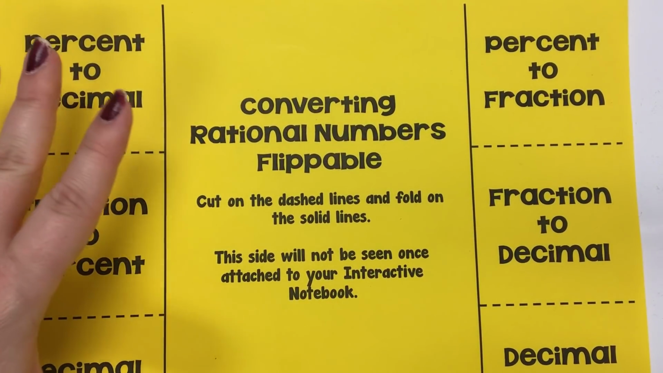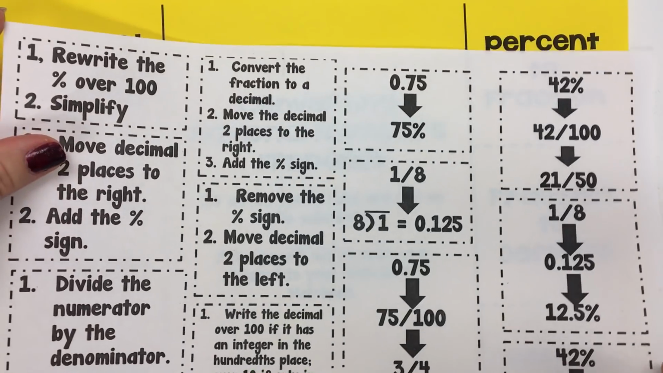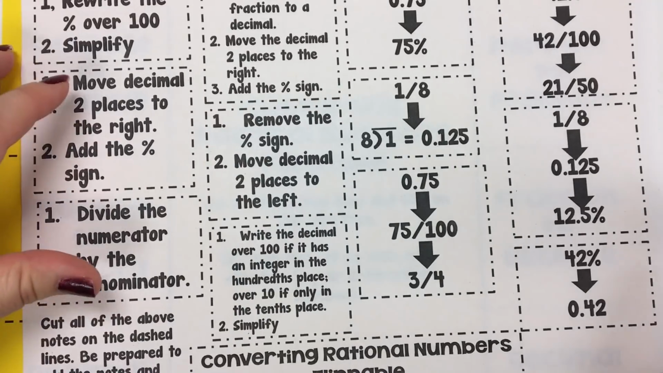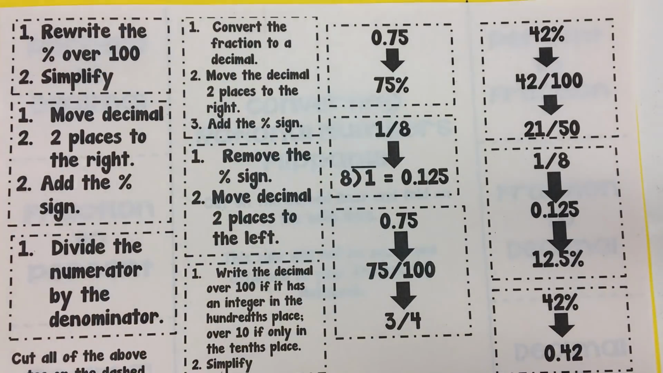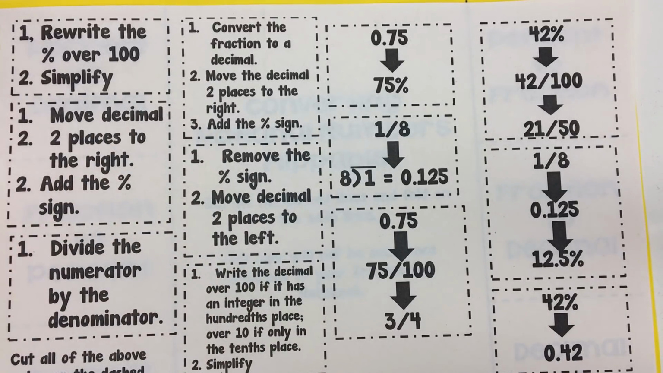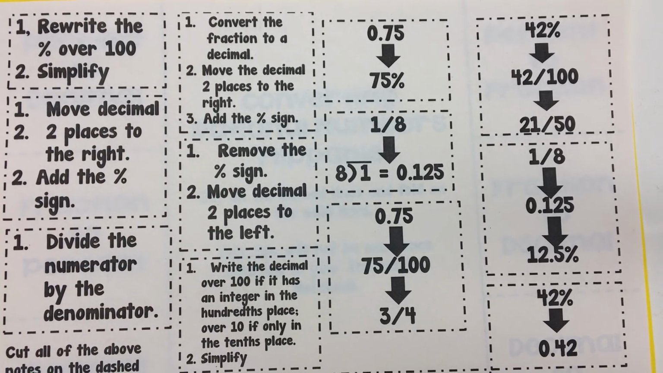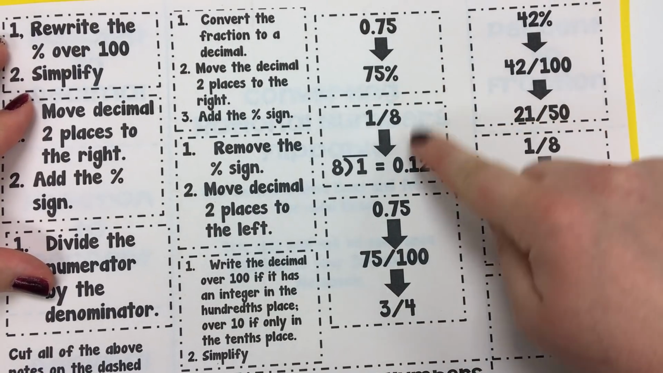You should have a bright yellow flippable, and then you should have a white sheet with boxes that you'll need to cut out. Now, this white sheet is split up into two different sections. On the left, it shows you directions on how to convert between fractions, decimals, and percents. So each one of these is a different set of directions depending on what you're trying to convert. On the right side of your sheet, you've got a list of examples.